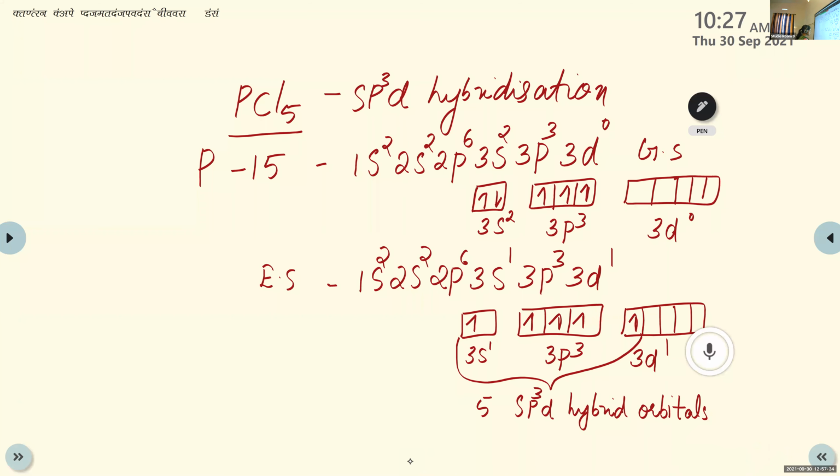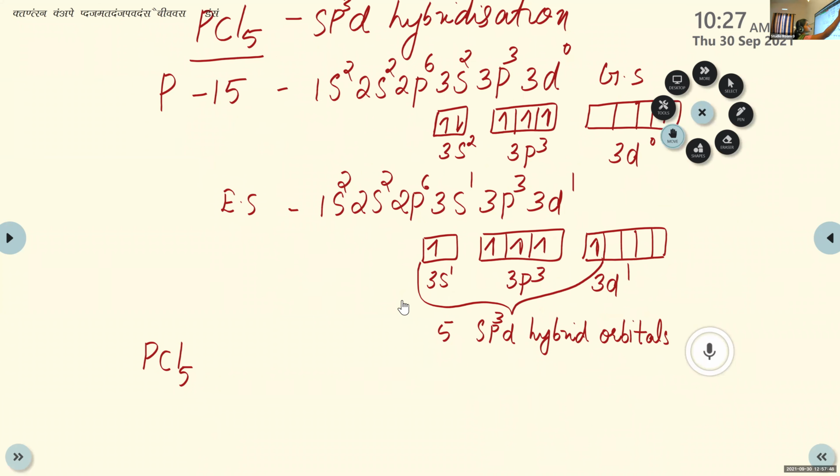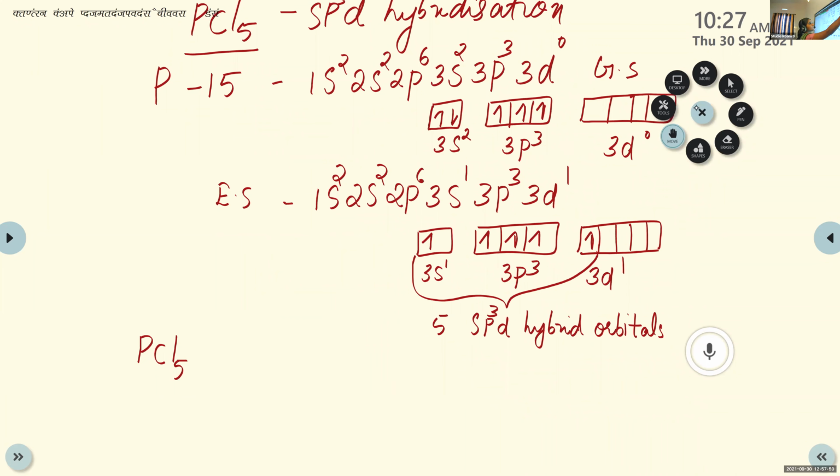And in the formation of this PCl5, we can see that there are 5 chlorine atoms, right? 5 chlorine atoms, they are attached to this central atom, phosphorus. So here, each chlorine atom will overlap with these 5 sp3d hybrid orbitals for the formation of this PCl5. So now we can redraw the structure.